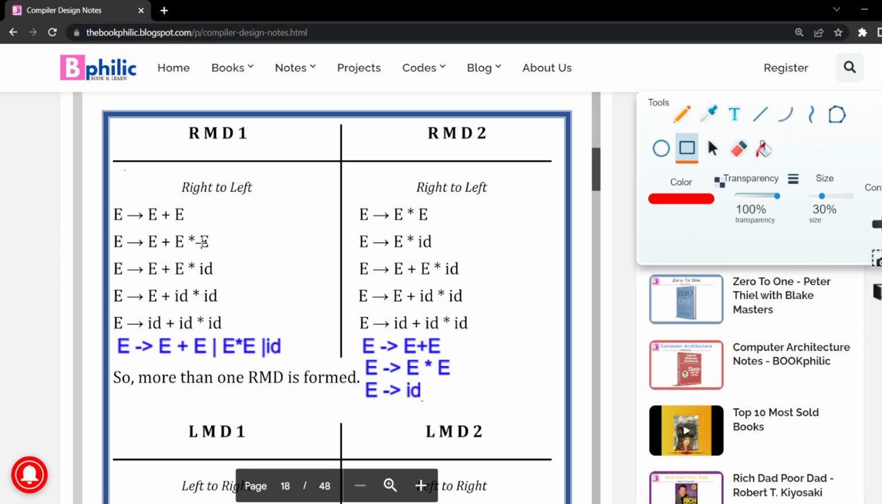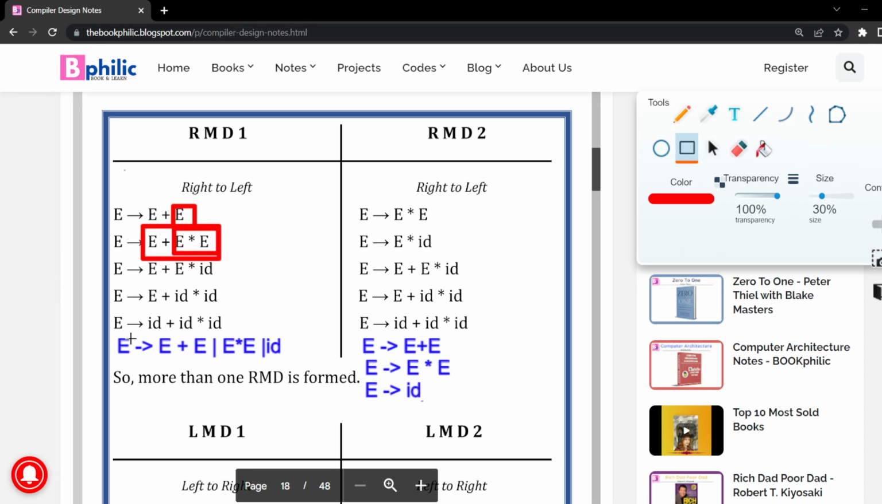What we have done in our previous example is that capital E has been derived into capital E star capital E. So this is the final. Ultimately we have gotten our given input string, that is ID plus ID star ID.